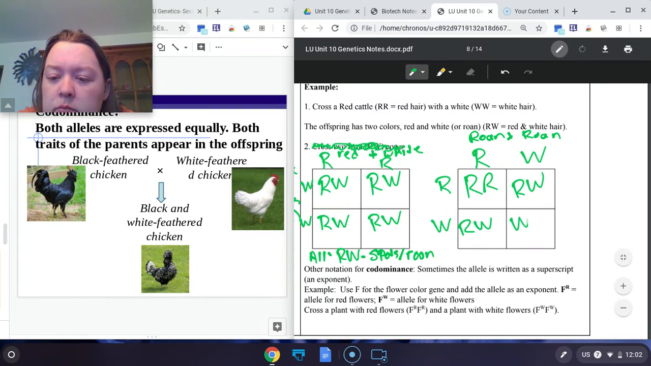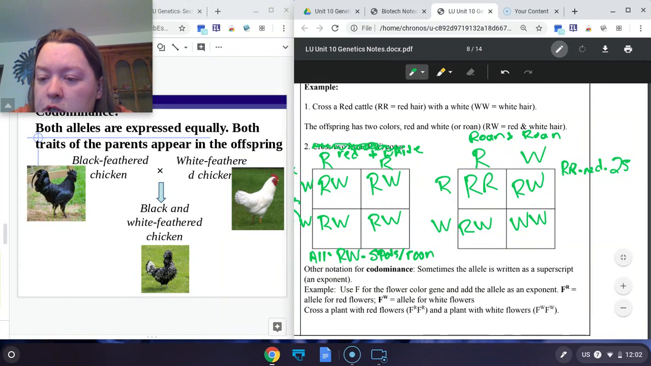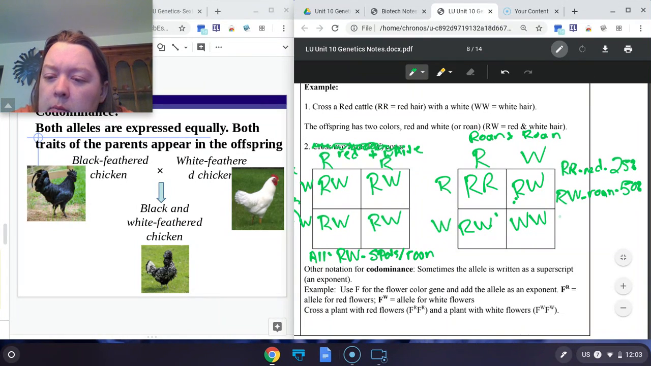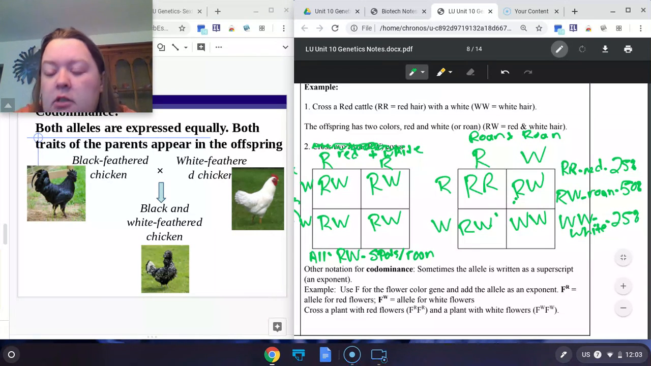And I'm going to figure out what my genotypes and phenotypes are. So I know that RR means red. And I have one that's red, which is a 25% chance it's going to be that color. RW, I know, is roan or spotted. And there's a 50% chance of it being spotted because I have 2 of those. And my last one that I could have is WW, which is going to represent white. And I have a 25% chance that the offspring cow is going to be white. And that's how you would go about doing codominance.